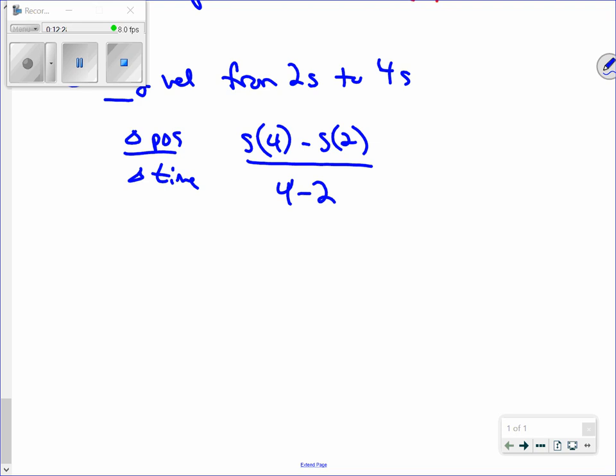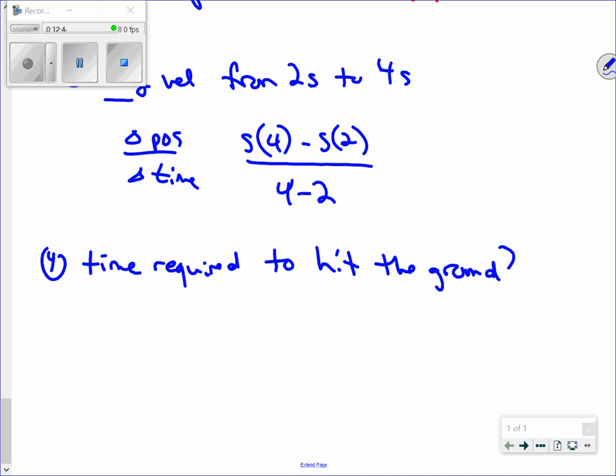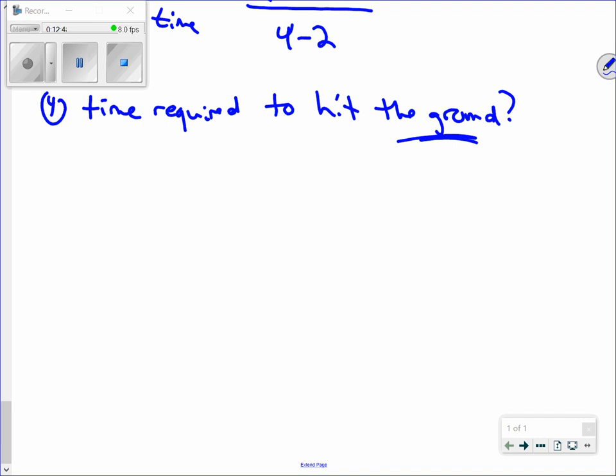Okay? If I ask you to find the time required to hit the ground, time required to hit the ground. Remember, ground level is position equals 0. So you're going to write down the position function. You're going to set it equal to 0, and then you're going to solve it.